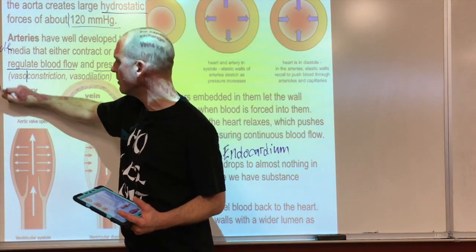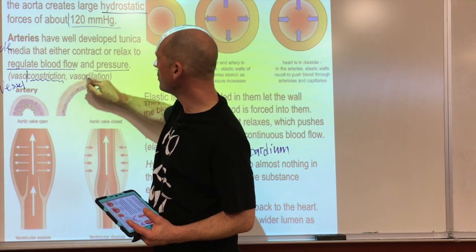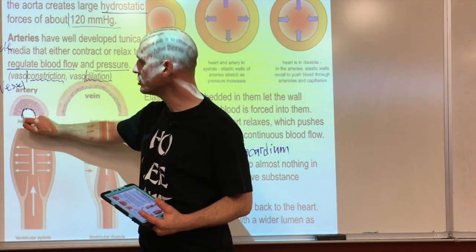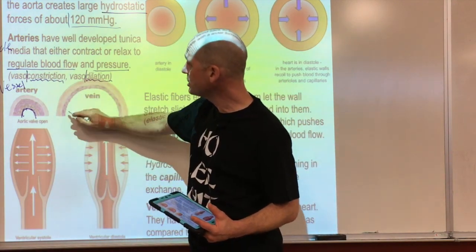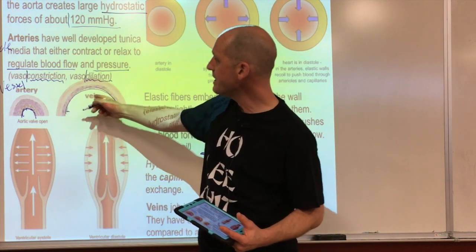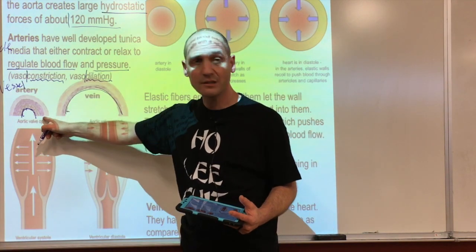Vaso means vessel. Constriction versus dilation. Constriction means when it is not as open. Constrict, shrink down. And dilation means when it's open, more open. Patent. So this is a relaxed muscle, this is a contracted muscle.